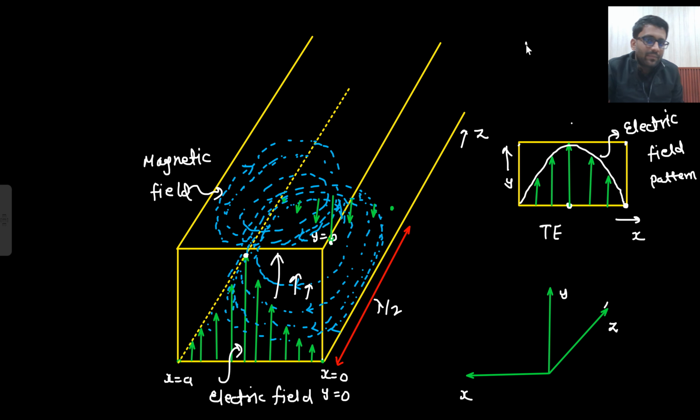What is m? m is associated with x. m is the number of half cycles on the x axis. And what is n? n is associated with y. n is the number of half cycles on the y axis. So on the x axis, how many half cycles can you see? 1. So the m value is 1. And on the y axis, how many half cycles can you see? No half cycle; on the y axis there are no half cycles, so I can see 0. So this field is TE10. This is how you will answer in the examination.